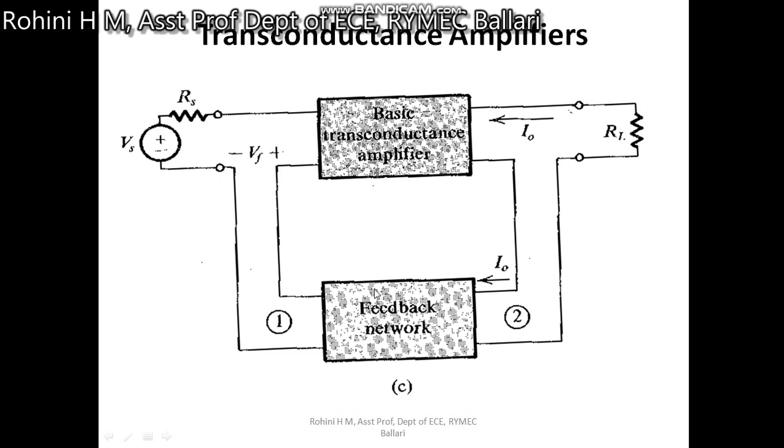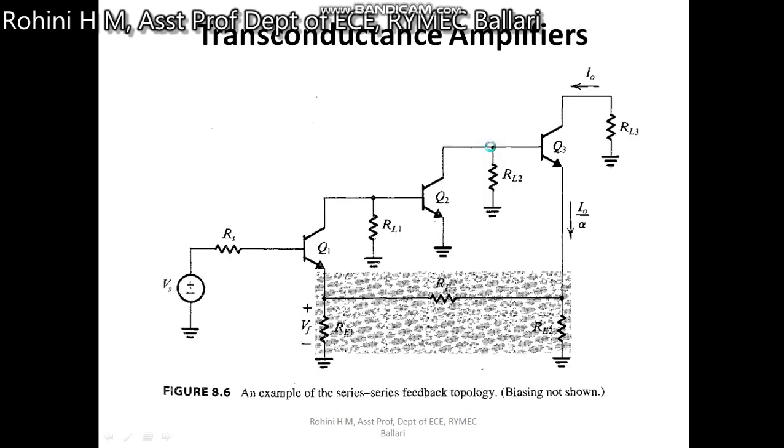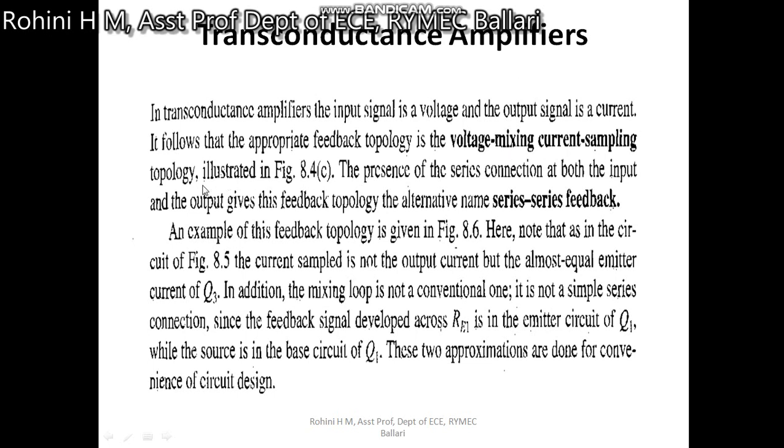Another thing we note here is that the feedback network at the input side is connected in series, and at the output side the feedback network is also connected in series. So in a transconductance amplifier, the input signal is voltage and the output signal is current. It follows that the appropriate feedback topology is voltage mixing, current sampling.